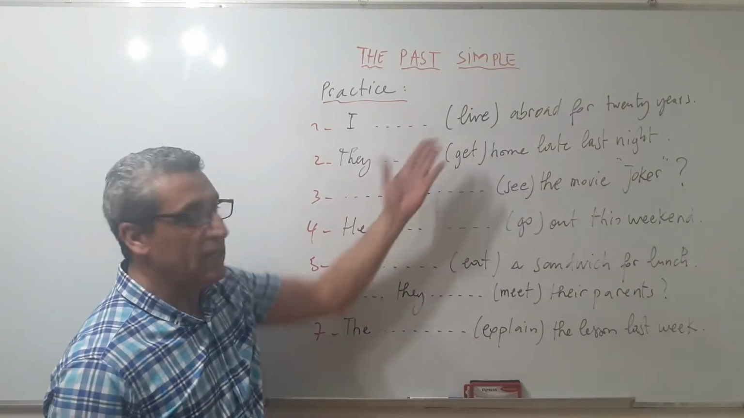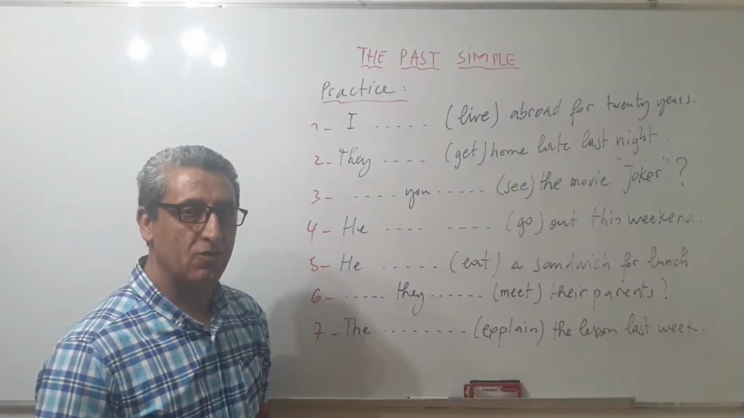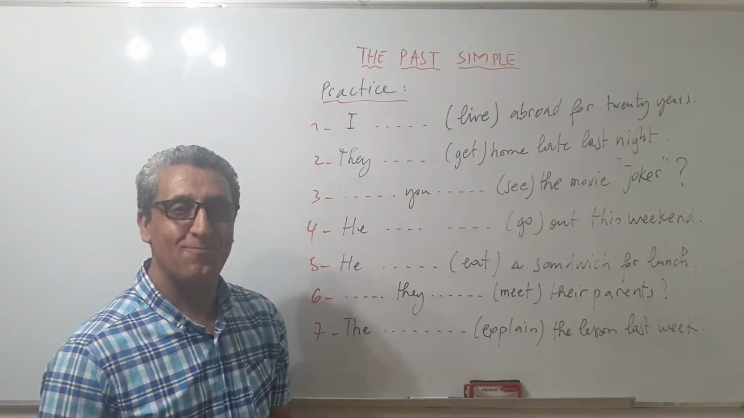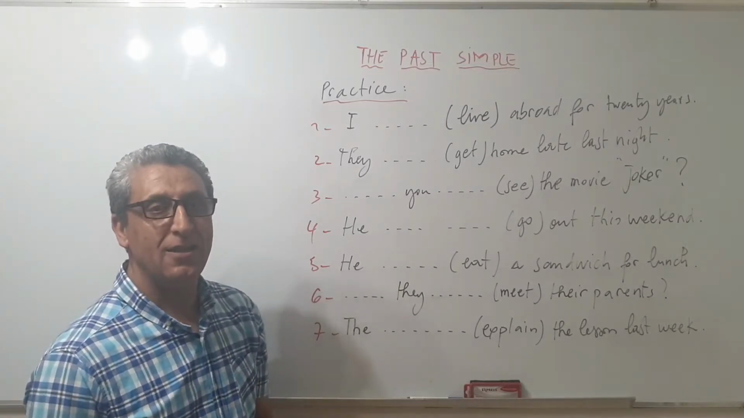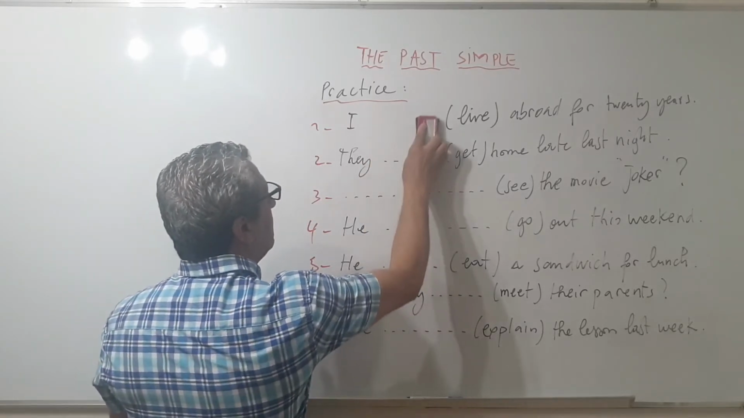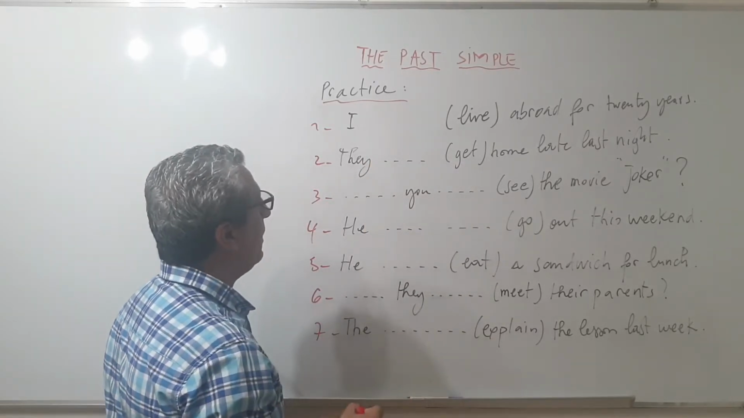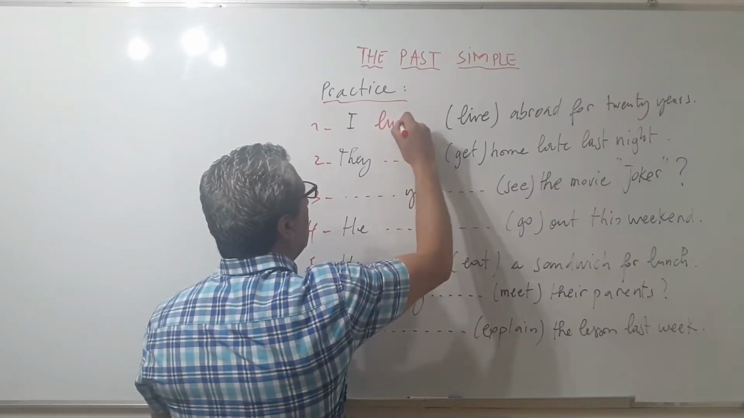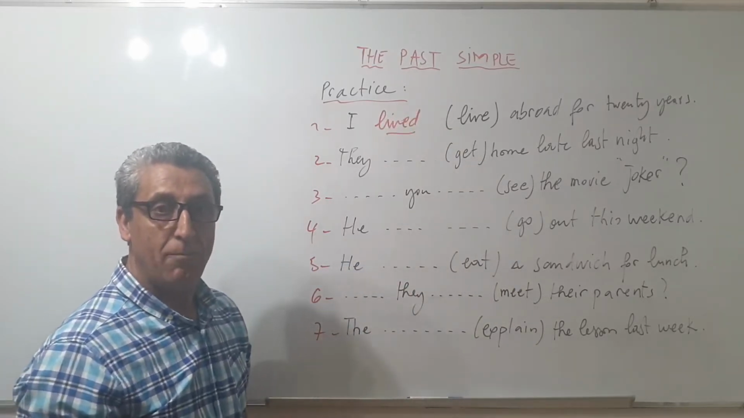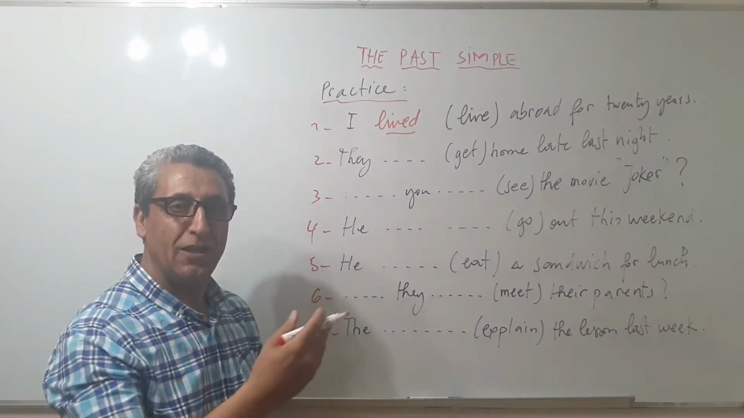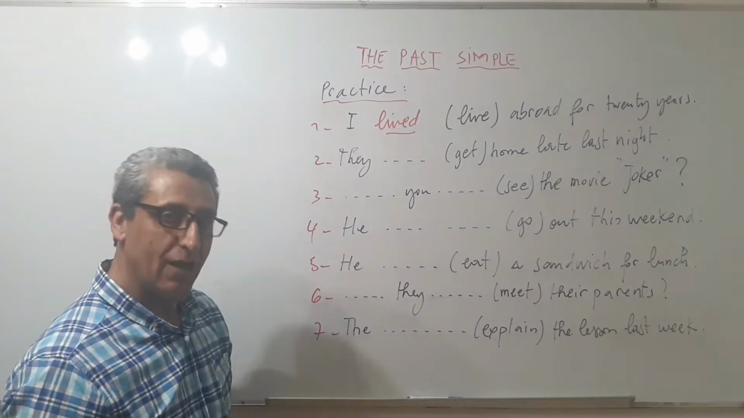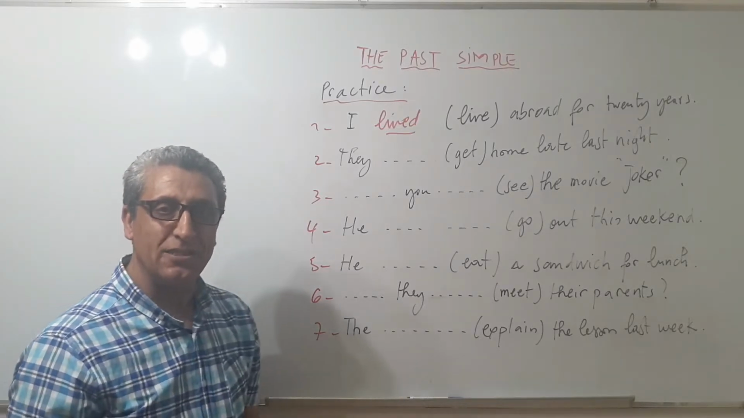Good. So live is a regular verb. So I help you. What is the answer? Yes? Very good. So the answer is lived. I lived abroad. Abroad means outside my country. I lived abroad for 20 years. Excellent. We move to sentence number 2.